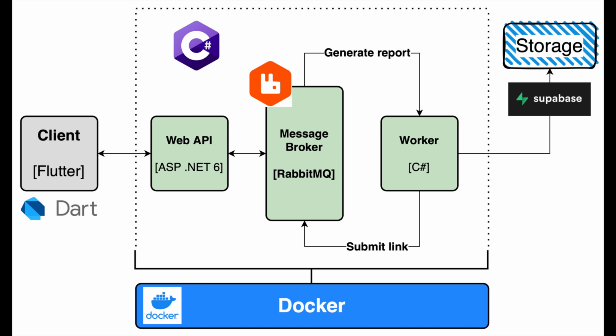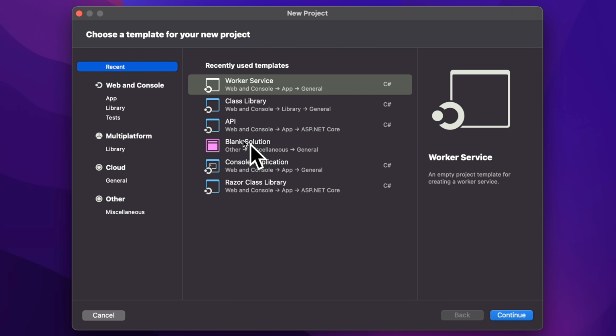Web API and worker I want to run on Docker. For communication, I'm going to use my favorite message broker, RabbitMQ. All these elements you can see on my diagram. Let's start with a blank solution.